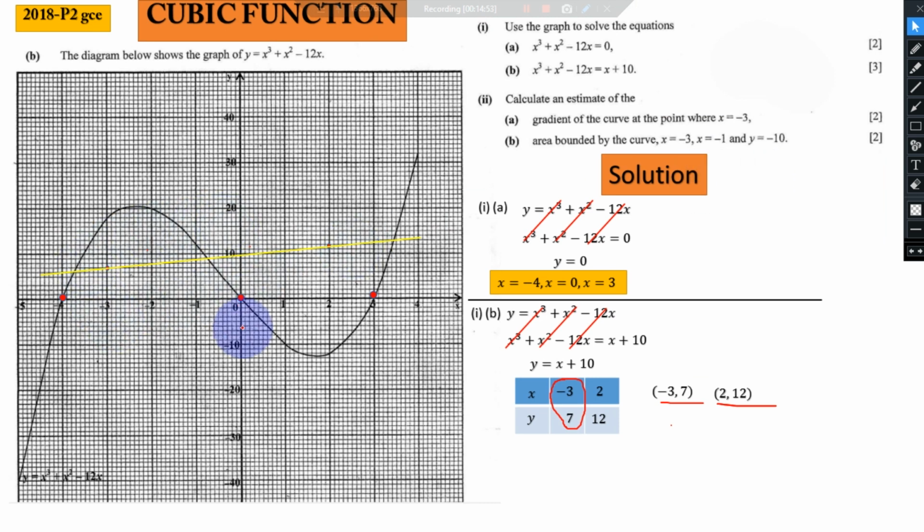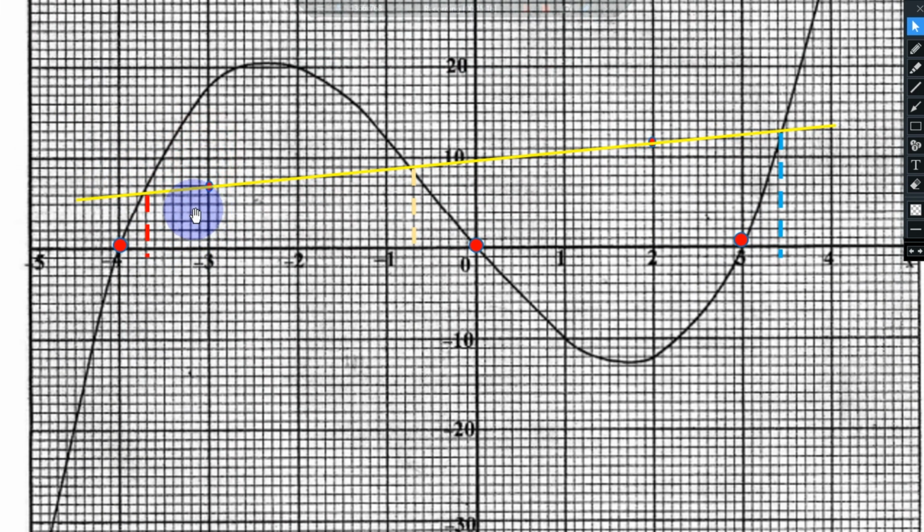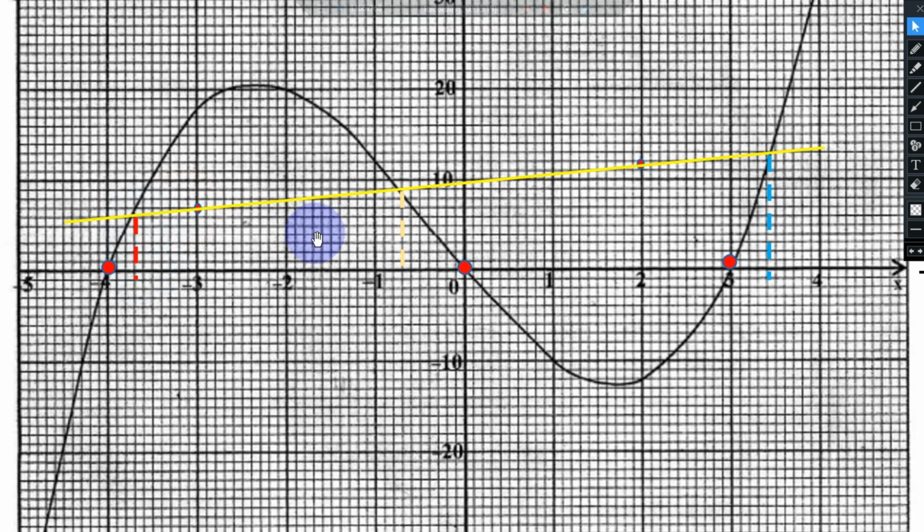Where this yellow line you are seeing here is cutting the curve, that is where our solutions are. Remember, we are only getting the x values. So from there you draw dotted lines. On that point you draw dotted lines, and on that point you draw dotted lines. So that is what you do. You can see the dotted lines here, dotted lines here. So where the line is cutting the curve, it is cutting it at 3 points.